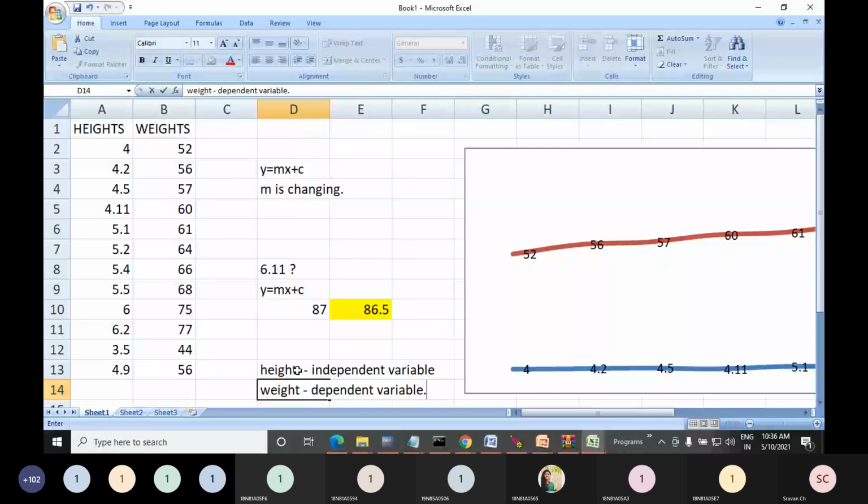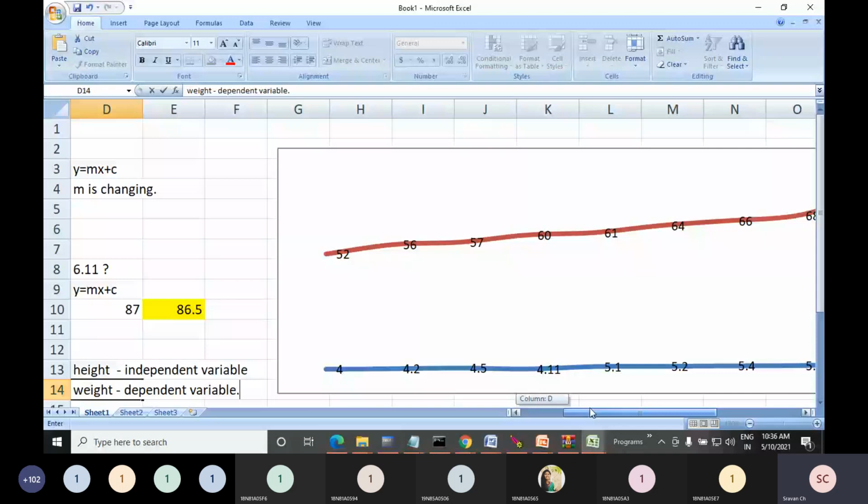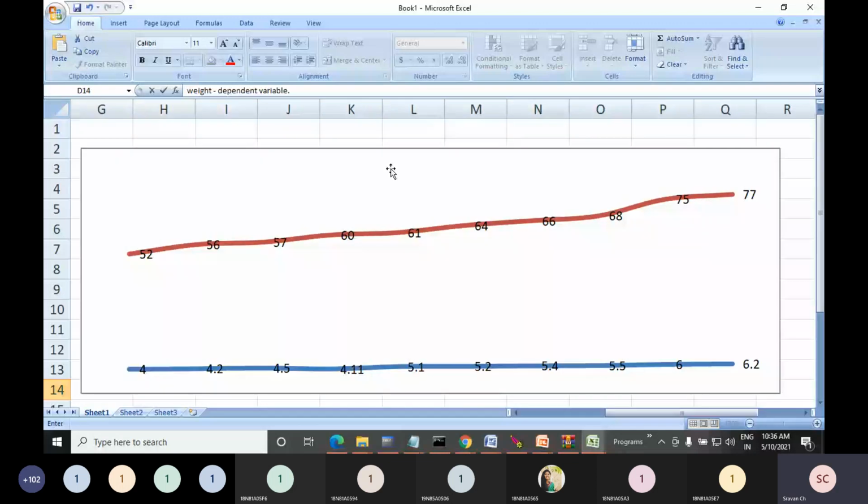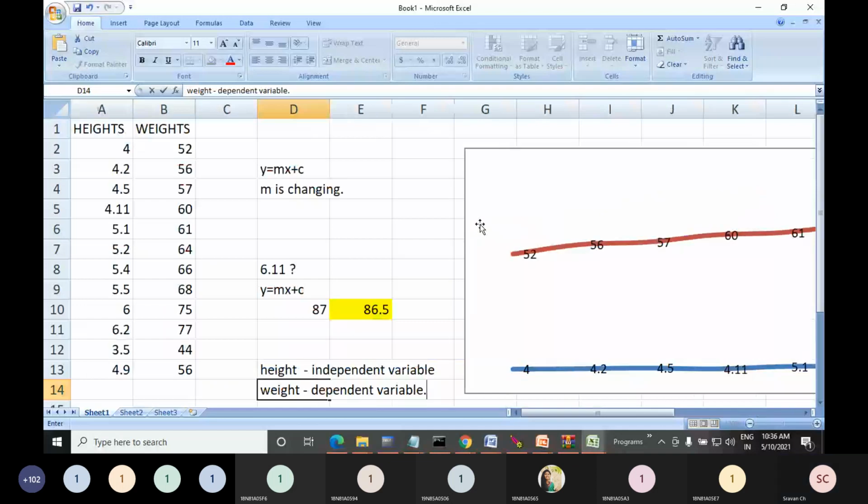See here, we are trying to plot it. If I draw a graph based on that data, this is height 4, weight should be 52. Height 4.2 feet, weight should be 56. Like that, if I observe this, I get a line. And if I study the relationship between these data points, I can apply a function called y equal to mx plus c. So I'm using one more important word, friends.